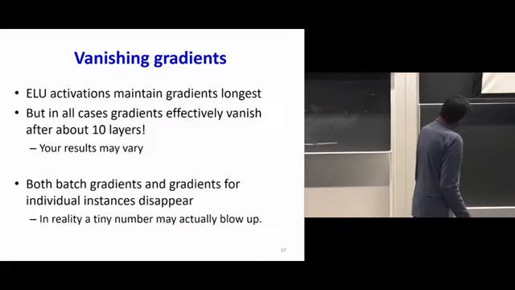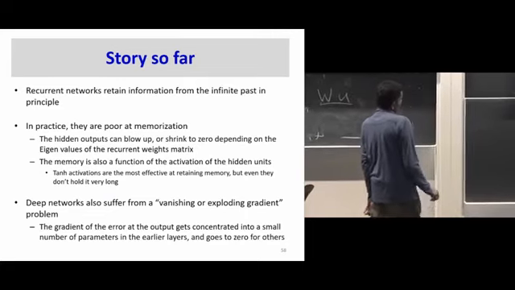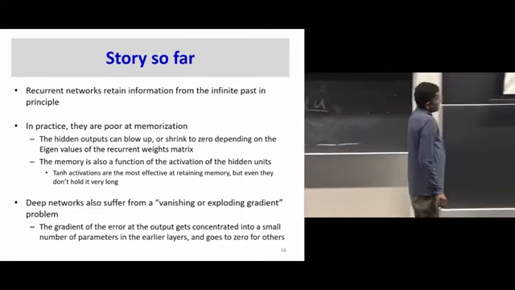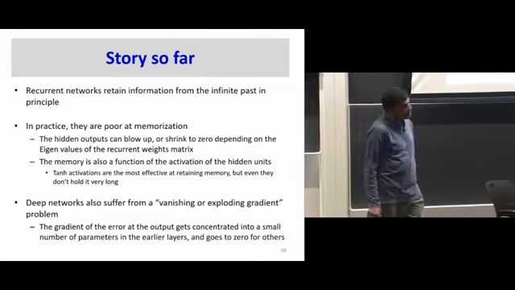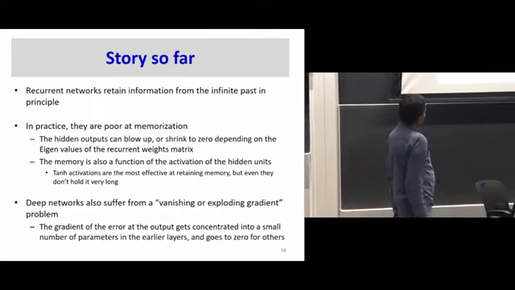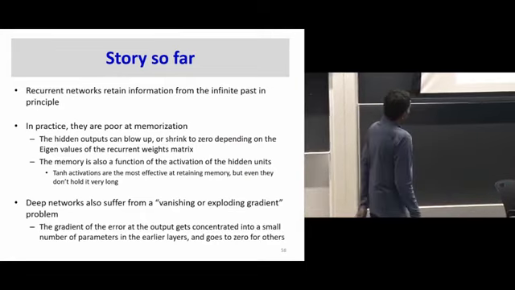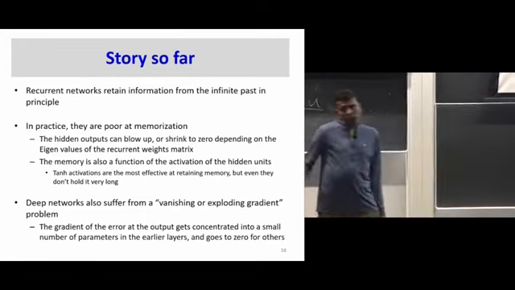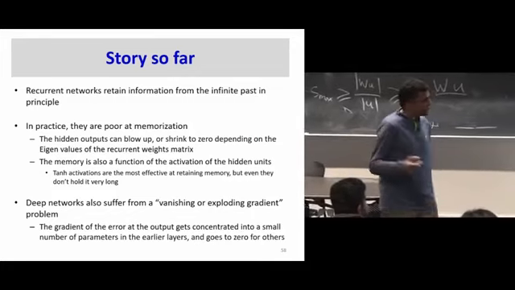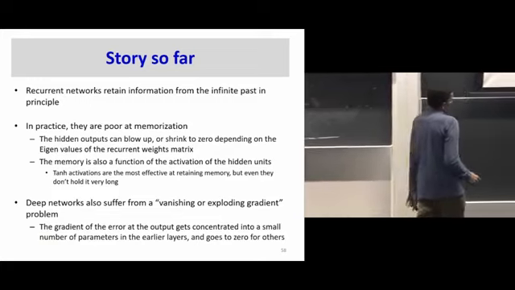So, recurrent networks, again, summarizing: they return information from the infinite past. In practice, they are poor at memorization. The hidden units can blow up or shrink to zero, depending on the eigenvalues of the recurrent weight matrix. And the memory is also a function of the activation function. Tanh or bipolar activation functions seem to be most effective, but they don't hold it very long.